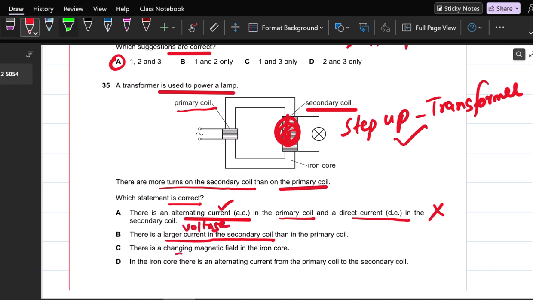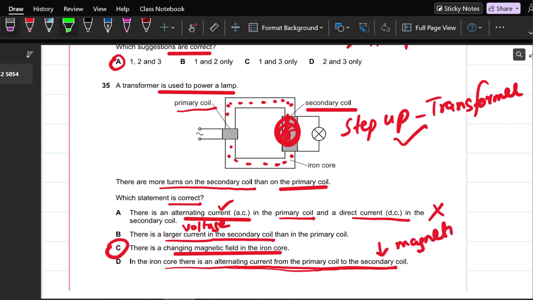There is a changing magnetic field in the iron core. Changing, yes. This magnetic field will be changing. So C is right. In the iron core, there is an alternating current from the primary to the secondary. No, the current in the secondary is due to the changing magnetic field.